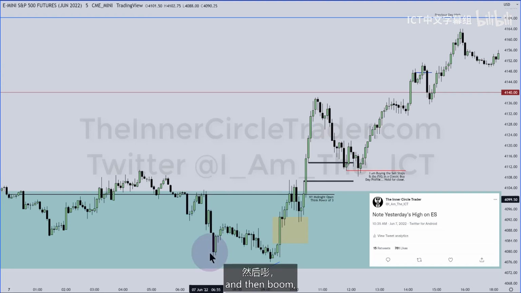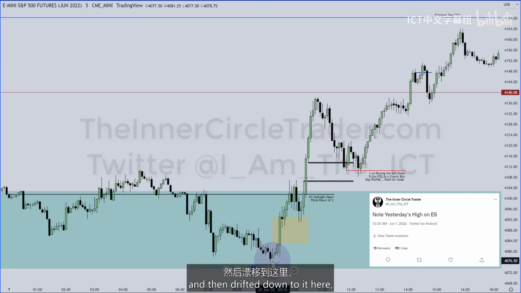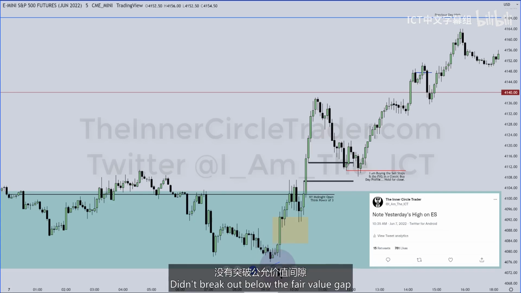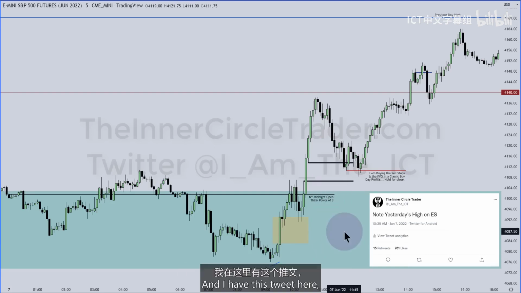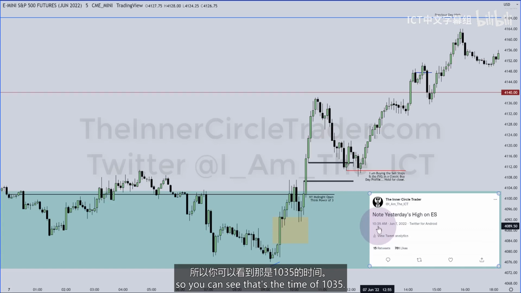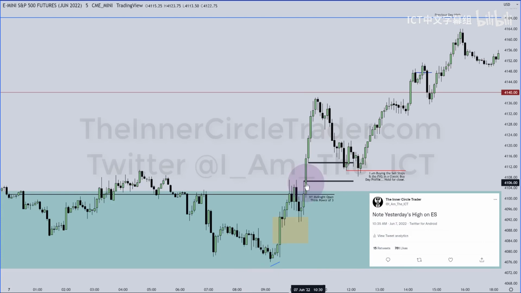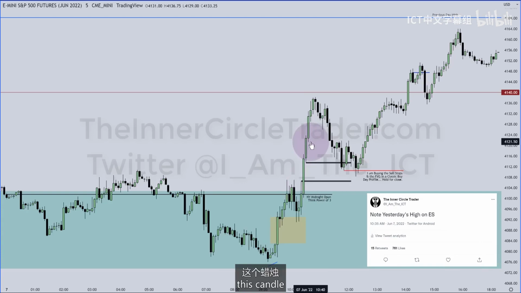Right in here. Boom. And then boom. And then drifted down to it here, and it made a low of 40.76 even. Didn't break out below the fair value gap that's formed on the daily chart. That's, again, that shaded area here. And I have this tweet here so you can see that's the time of 10:35. That's when I said note yesterday's high. So that is there on this candle right here, 10:35.